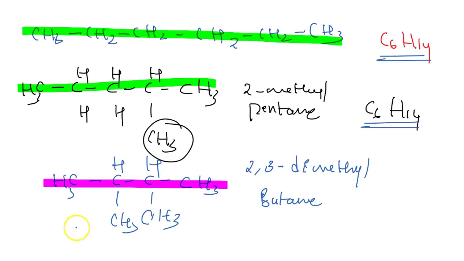Okay. Now I have one question. In this 2,3-dimethyl butane, you have a long, continuous 4-carbon chain. Now, in this 4-carbon chain, you have a substituent on the second carbon and also a substituent on the third carbon atom.